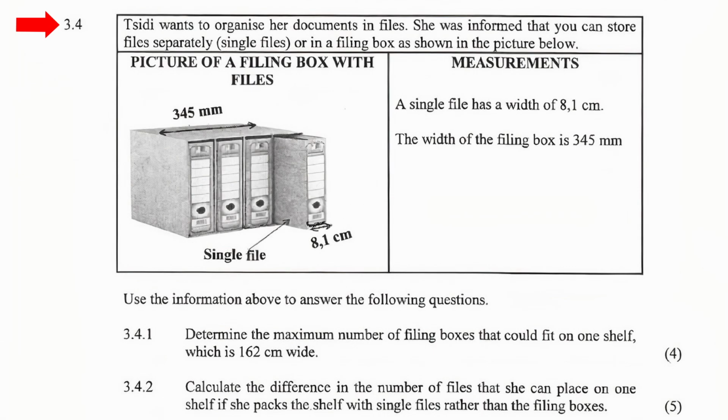3.4. CD wants to organize her documents in files. She was informed that you can store files separately, single files, or in a filing box as shown in the picture below. We are given a picture of a filing box with files in it. The width of the filing box is 345 millimeters and the width of a single file is 8,1 centimeters. We are instructed to use the information above to answer the following questions.